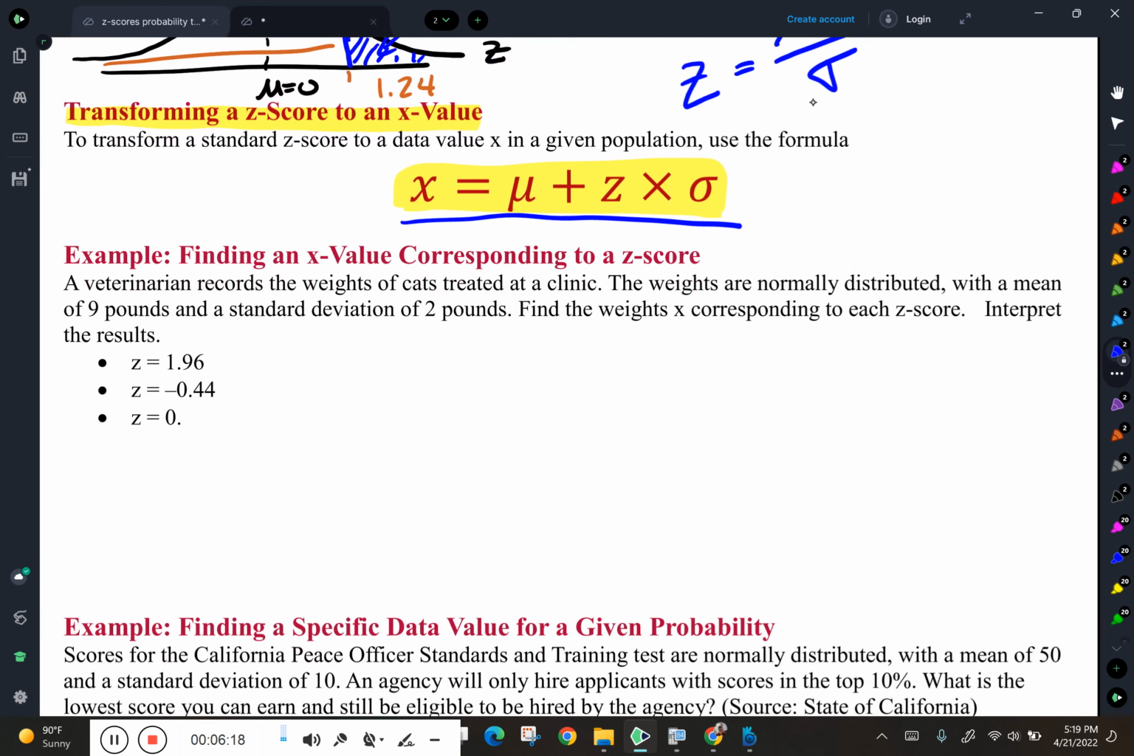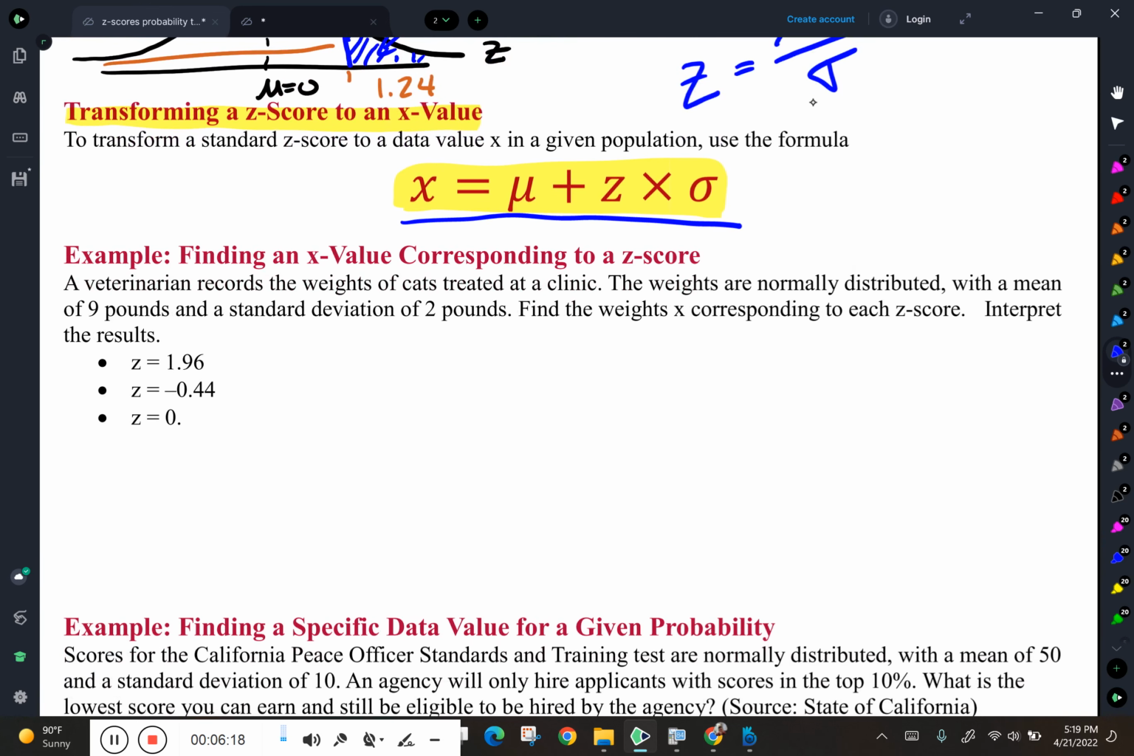The weights are normally distributed like that, with a mean of 9 and a standard deviation of 2. Find the x's, the weights, corresponding to each of the following z-scores, and interpret.